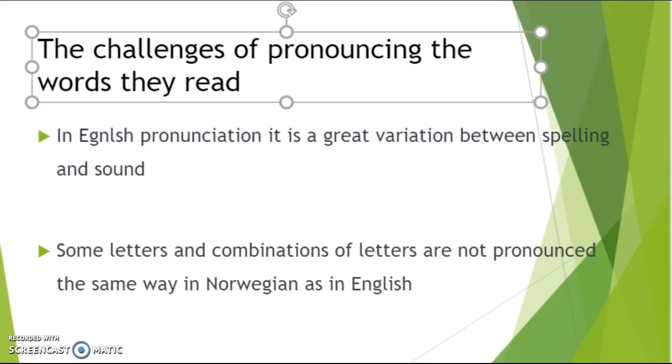And you have the letter J. In English, it is pronounced differently than in Norwegian. So in the words jam, jump, jumper, sometimes the Norwegian learners can read them the Norwegian way.